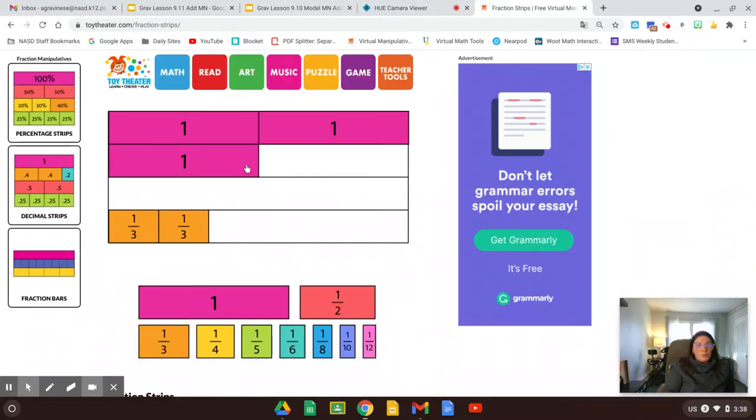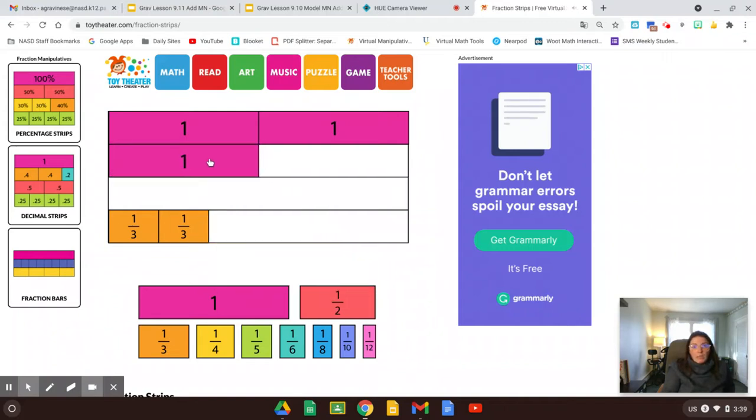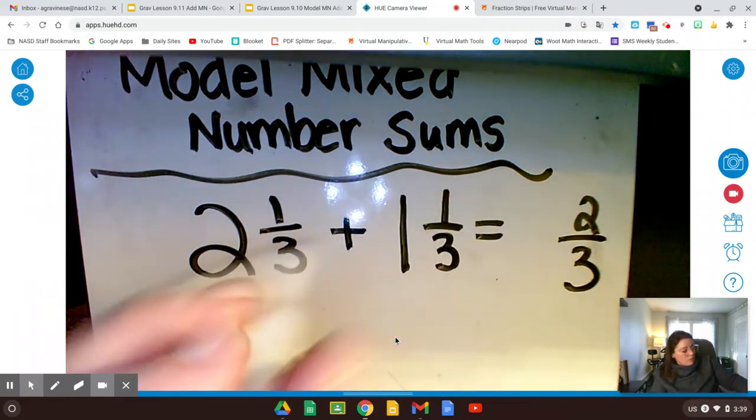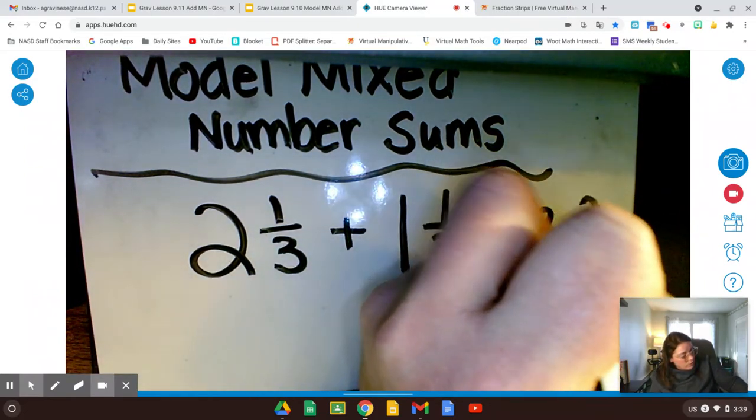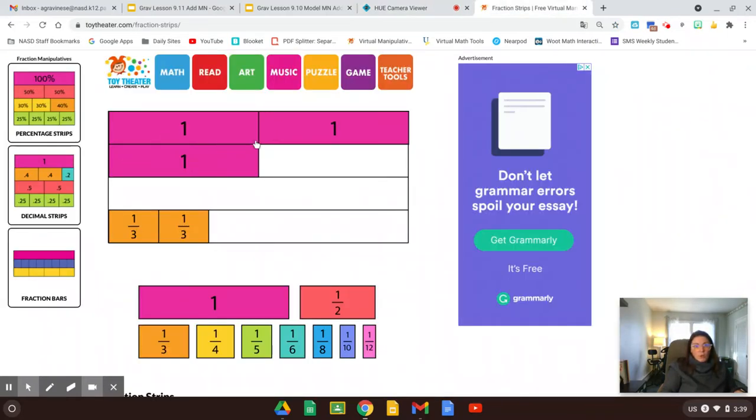But we're not done because we had some wholes. Our first mixed number had the whole amount 2, shown with those 2 pink ones. Then in my second mixed number, I added one more whole. And now you can see I have a total of 1, 2, 3 wholes. So when I go back for my answer, 2 wholes plus one more whole gives me 3 wholes. So my sum is 3 and 2/3. Let's go back here. I have 3 wholes and 2/3.